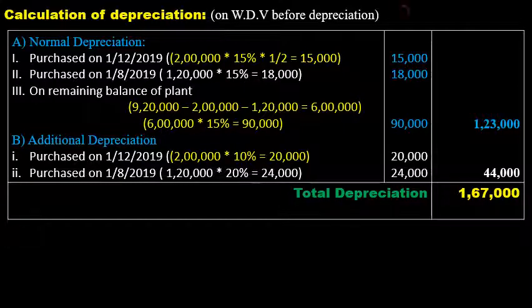In this case the written down value before depreciation was rupees 9,20,000. While you are calculating the depreciation, the value which you consider for the depreciation should not be more than the written down value before depreciation. Therefore, first we have to calculate the depreciation on the newly purchased asset. If there are a number of newly purchased assets, you have to calculate depreciation first on the asset which was purchased most recently.